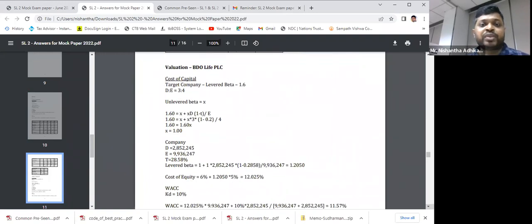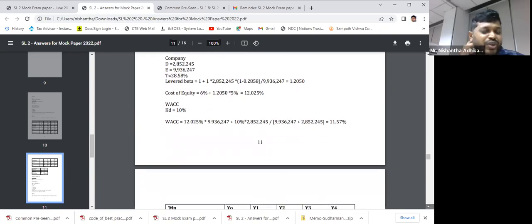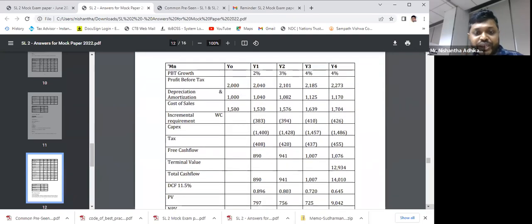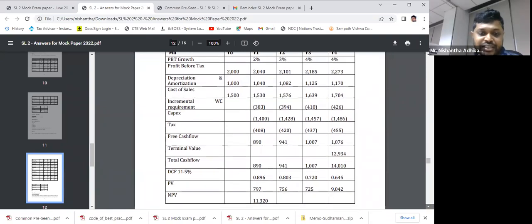Same applies for BDO Life PLC as well. Target company levered beta 1.6. Definitely, this particular company's gearing is lower than them. Then you have calculated; we have already calculated ungeared beta in the earlier situation. The company levered beta we have calculated here. Cost of equity 12.025. WACC 10%. Cost of capital same as 11.57 as earlier. You can say the same information like this. Free cash flow terminal value calculation done.